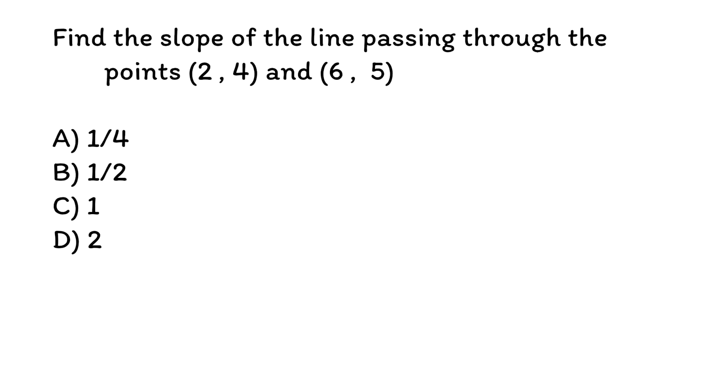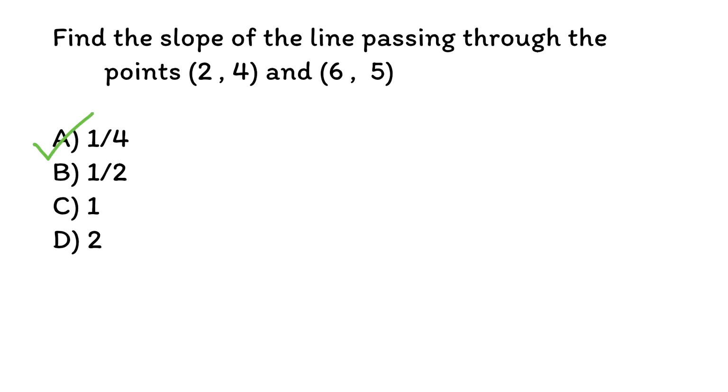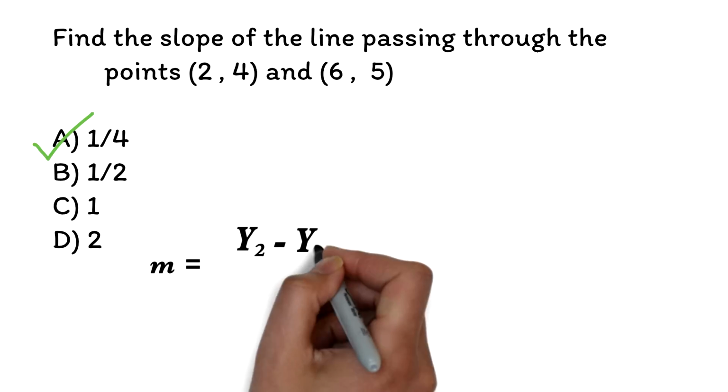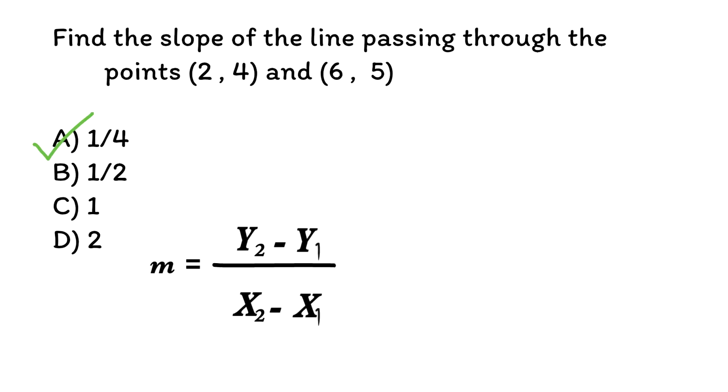Find the slope of the line passing through the points 2, 4, and 6, 5. A, 1/4. B, 1/2. C, 1. D, 2. The correct answer is A, 1/4. To find the slope of a line given 2 points, we will use the slope formula. m equals y2 minus y1 over x2 minus x1. Formulas are given on the GED, so don't worry too much about it.